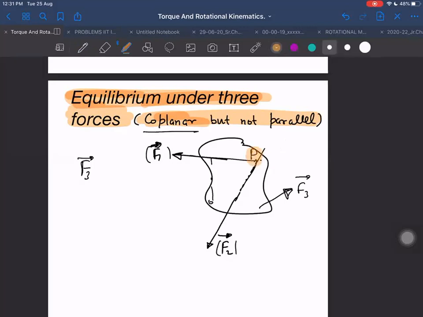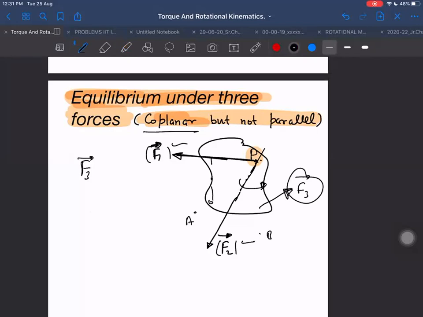I know one thing, that about P it cannot be in equilibrium. How do I know? About P, what is the torque due to F1? 0. F2? 0. But F3 is exerting some torque. So the torque due to F3 is not 0. Means about P, the torque due to F3 is not 0, and if it is not 0, then the body is rotating, not at rest, and not in equilibrium. If it is not in equilibrium about point P, then it is not in equilibrium about other points also.